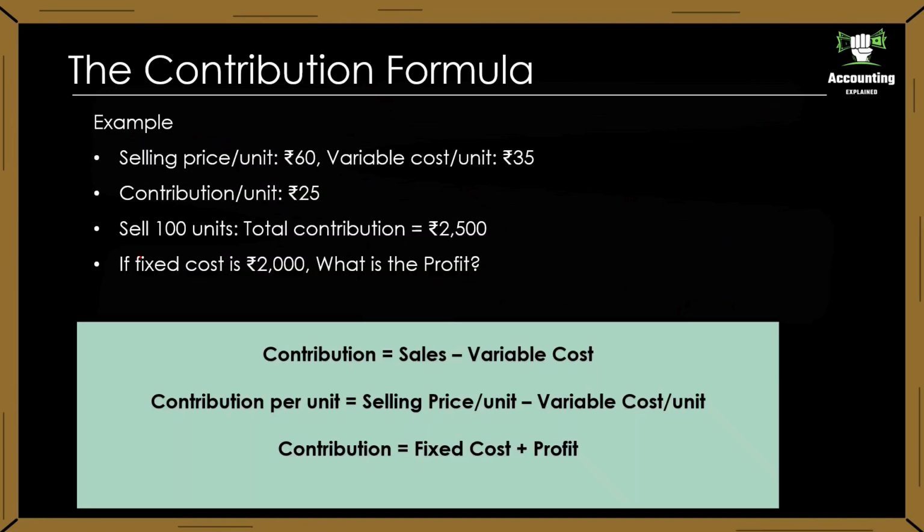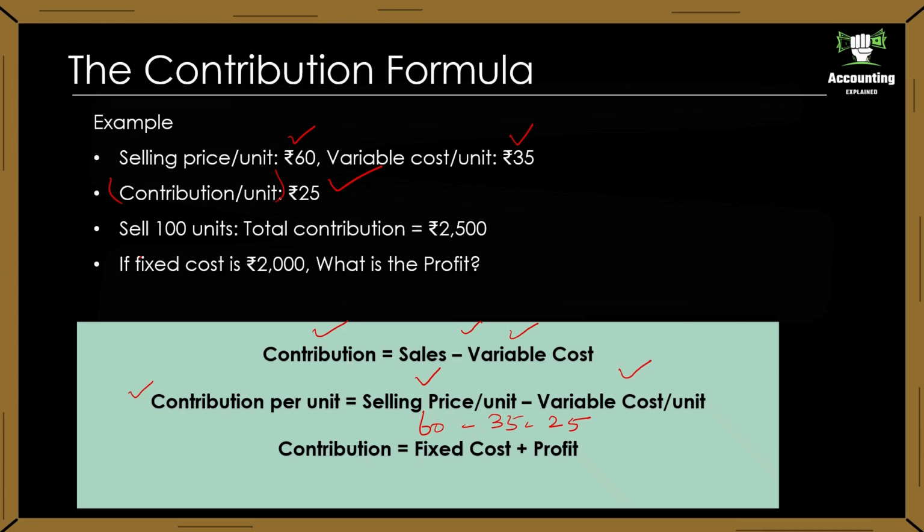Dear students, now let us see one example. They have given a selling price per unit as 60, variable cost per unit as 35. Now you have to find out contribution per unit. Contribution, if you want to find it in total, is sales minus variable cost, or per unit, it is selling price per unit minus variable cost per unit. Here the selling price is 60, variable cost is 35, so contribution per unit will be 25.